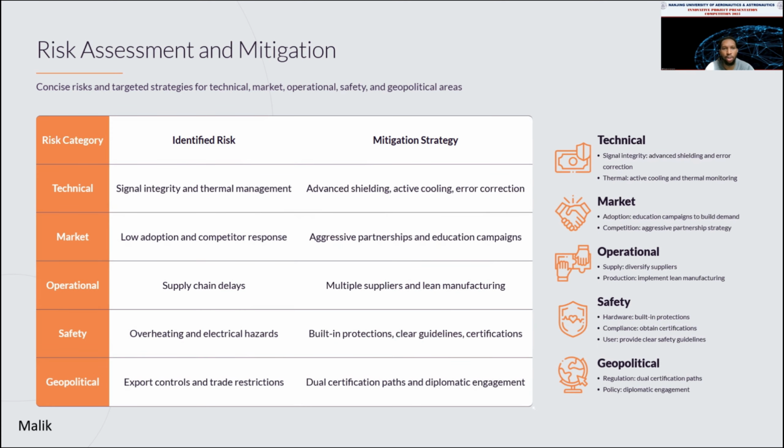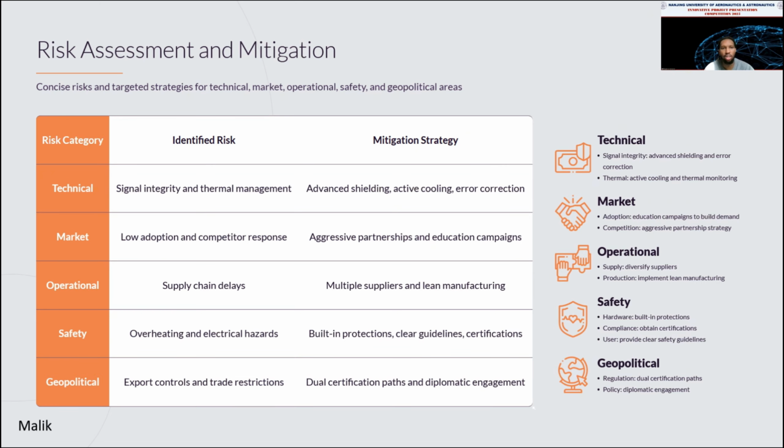We have conducted a comprehensive risk assessment across 5 key categories and developed targeted mitigation strategies for each. Technically, the primary risks are maintaining signal integrity and managing thermal output in a high-power, high-bandwidth cable. Our mitigation involves implementing advanced multi-layer shielding, integrating active cooling and thermal monitoring where necessary, and employing robust error correction protocols.